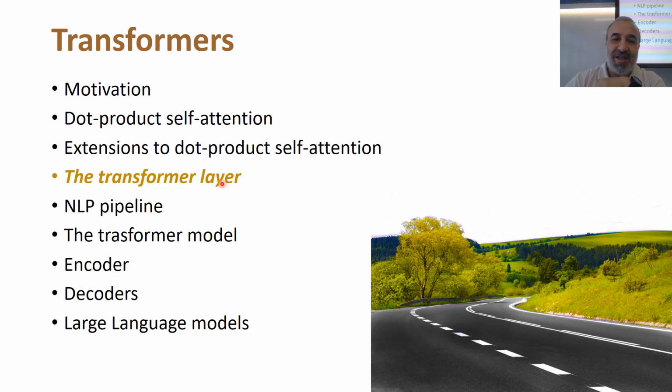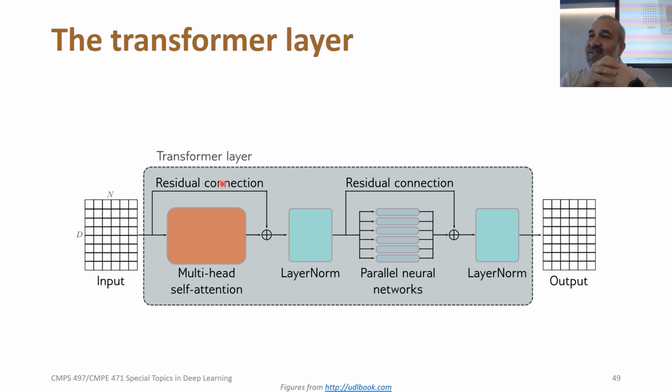Now, where is self-attention in the transformer layer? Here it is. It's just the orange part. But of course it is the core component. You will see that the other components are really straightforward. They are not that complicated. Let's see what is going on here.